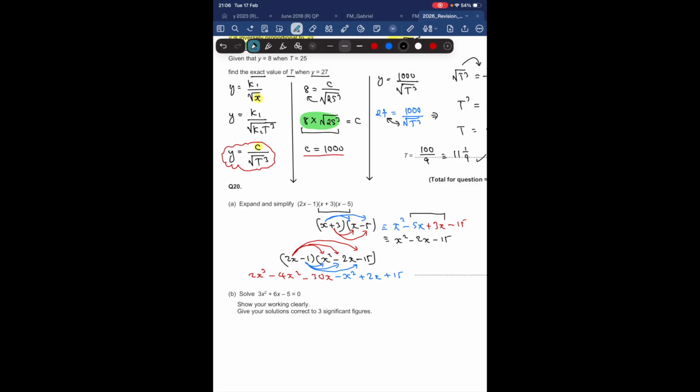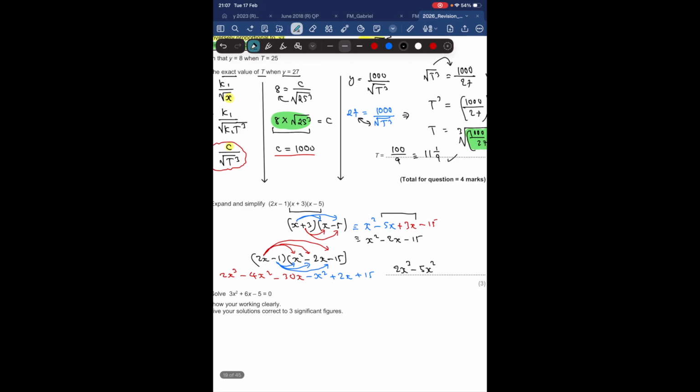Collecting up the like terms, well, we can't do anything with that 2x cubed. There aren't any other x cubed terms in the expression. So this basically stays as it is. So we're going to write 2x cubed. If we look at the x squared terms, we got minus 4x squared minus x squared. So minus 4 minus 1 x squared. Remember, there's a hidden 1 in front of that x squared. That's going to give us minus 5x squared.